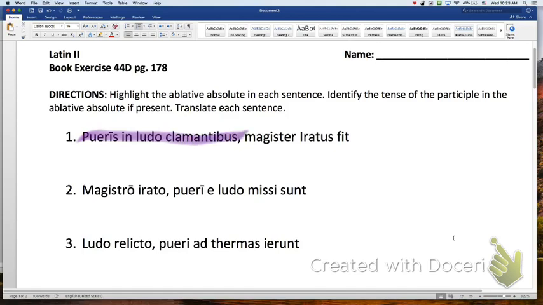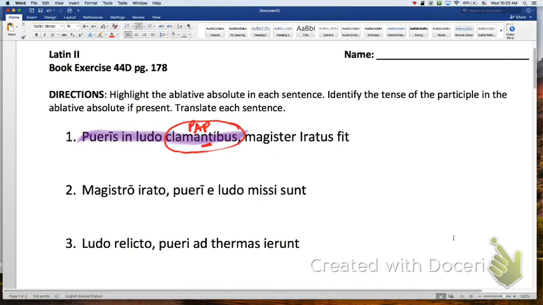Pueris and ludo. Okay, so if I'm going to look at this participle, the next thing I need to do is decide what kind of participle it is. What kind of participle is this participle? Present active. How do I know it's a present active participle? Yeah, it has the NT in it. See, it has the NT right here?